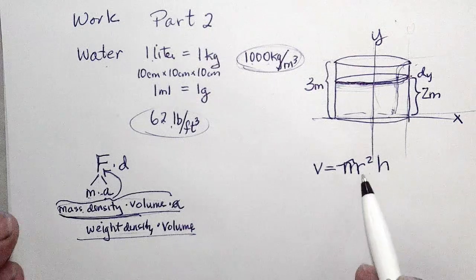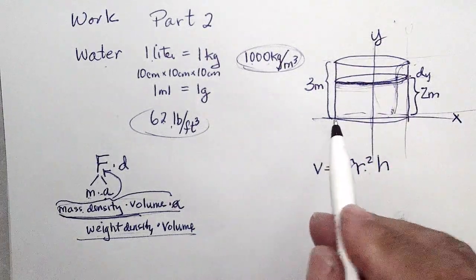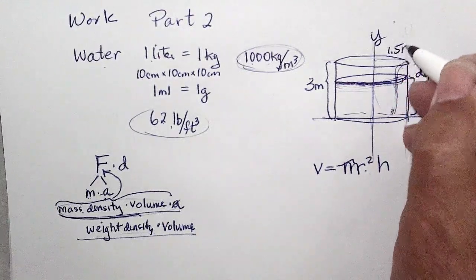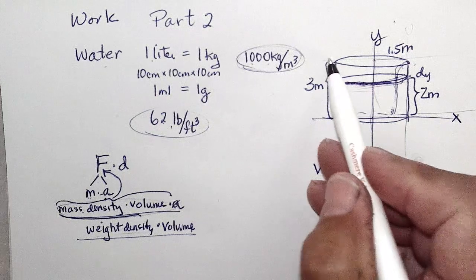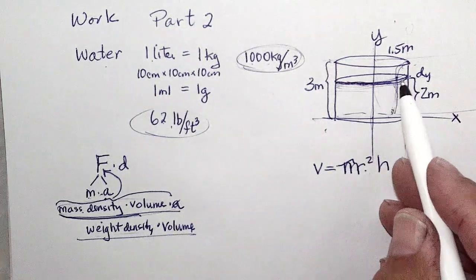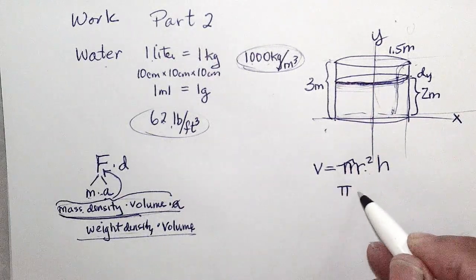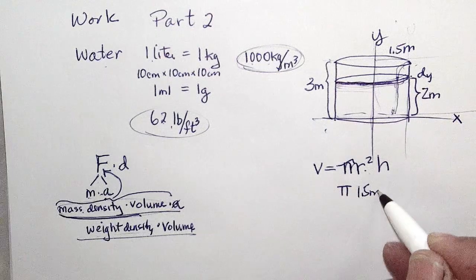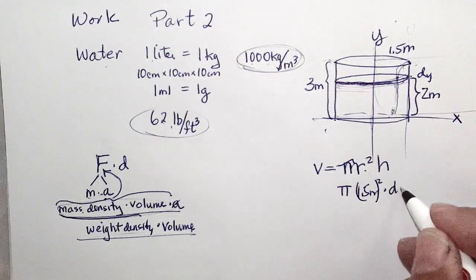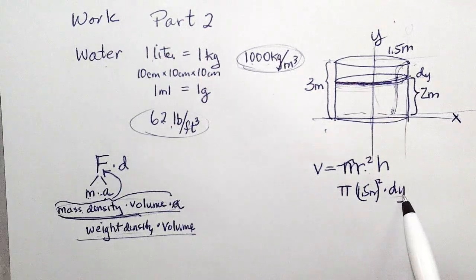Okay? Now, I didn't say how wide that tank is. It looks like it's got a radius of maybe 1.5 meters, just the way I drew it, scaling it here. So the volume of this slice is going to be pi times 1.5 meters squared times the height dy. That's the volume of that disk.